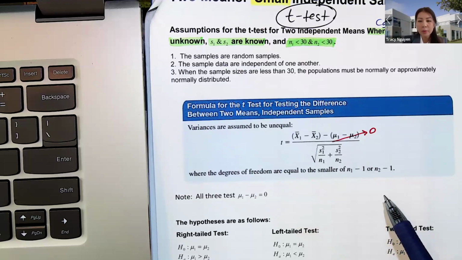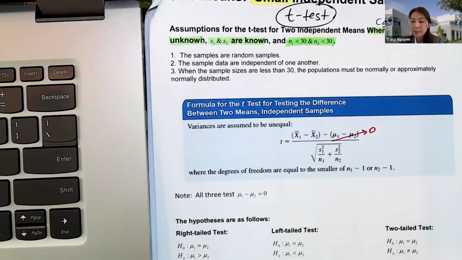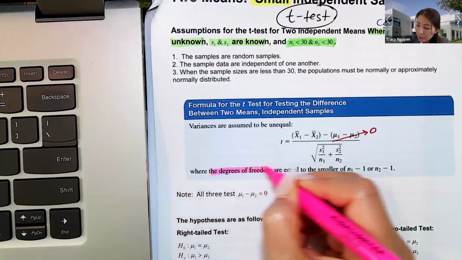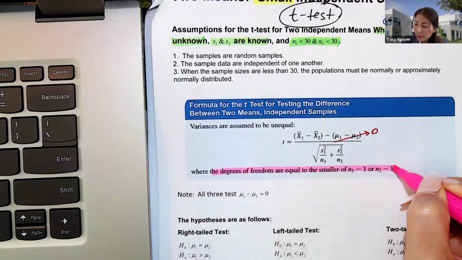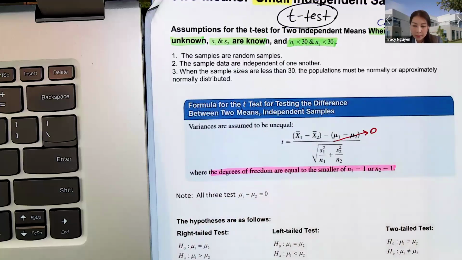In chapter 8, we worked on one sample, so we only have one sample size, one n value. Then we just take n minus 1. But here, we expand it onto two samples, meaning that we have two sample sizes, two n values. How do we find our degree of freedom? It tells us here that the degrees of freedom are equal to the smaller of n1 minus 1 or n2 minus 1. So whichever n is smaller, you're going to use it to find the degree of freedom, okay?